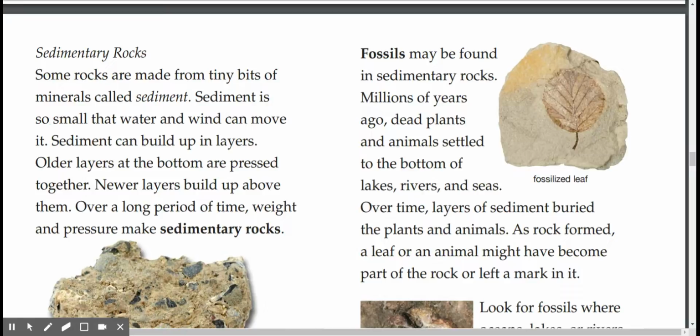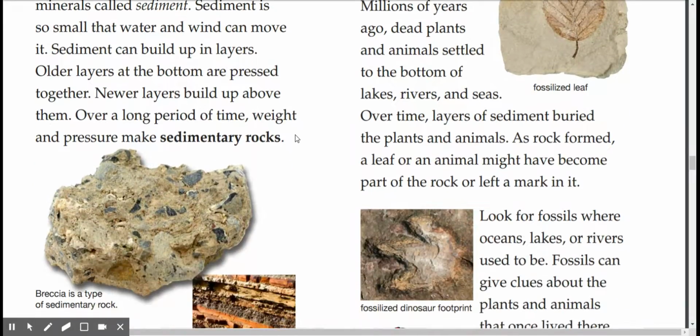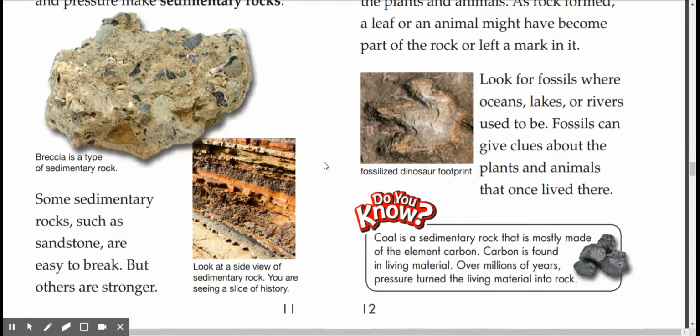So, sediments are so small that water and wind can move them, and they also build up in layers. So the older layers at the bottom are pressed together. Newer layers build up above them. Over a long period of time, weight and pressure make sedimentary rocks.